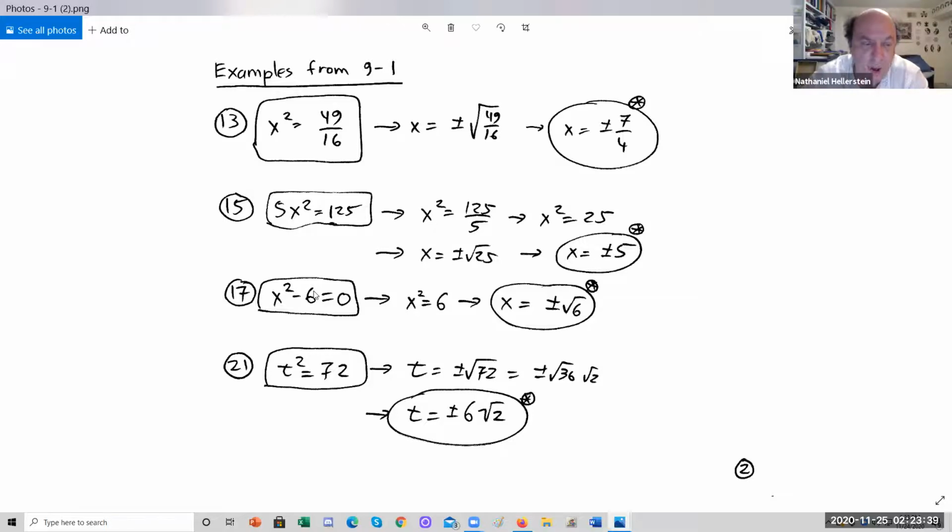X squared minus 6 equals 0. So x squared equals 6, so x is plus or minus root 6. So as far as I can get this, because you can't rationalize this. It has no square factors. Here, t squared equals 72. So t is plus or minus root 72. The largest square factor of 72 is 36 times the 2, and root 36 is a 6. So t is plus or minus 6 root 2.